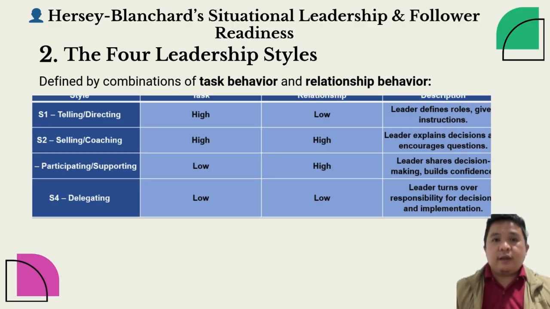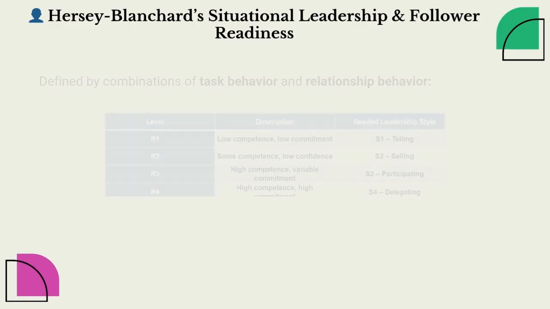Style 3, participating or supporting, has low task and high relationship. The leader shares decisions and focuses on building confidence. Style 4, delegating, has low task and low relationship. The leader hands off responsibility and trusts the follower to act independently. Each of these styles is designed to match the needs of different types of followers.